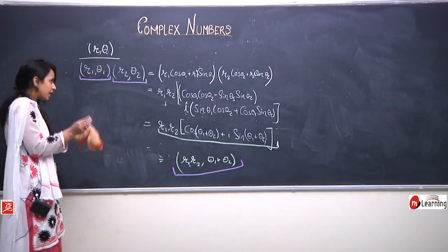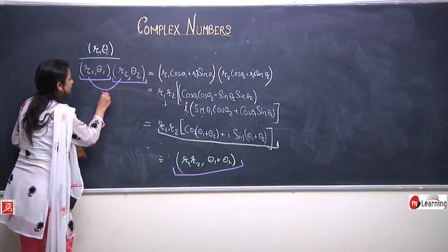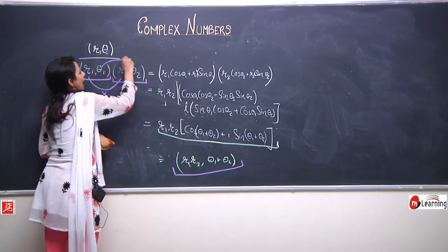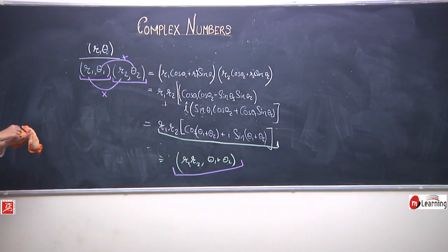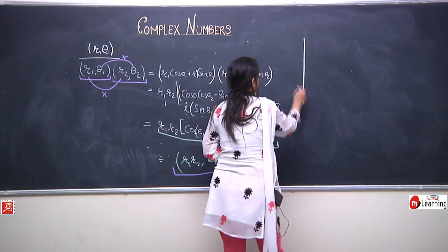That is, what we are doing is multiplying the moduli of the two complex numbers and adding the arguments of the two complex numbers. If I want to represent this geometrically, what I'll get is something of this form.